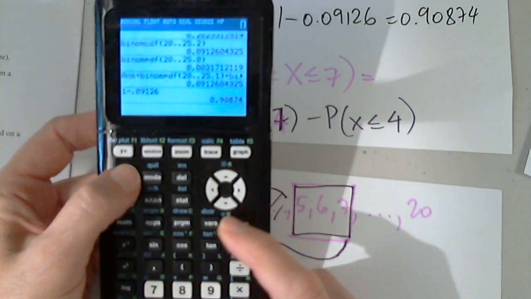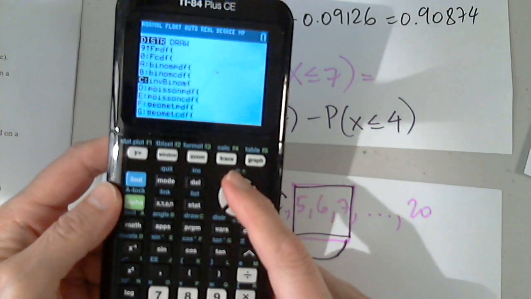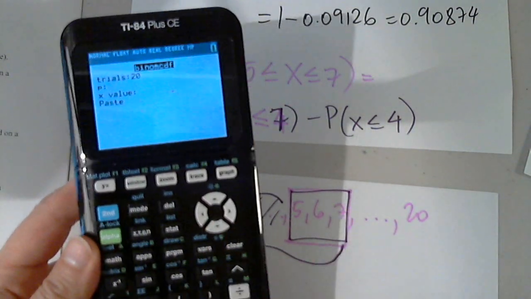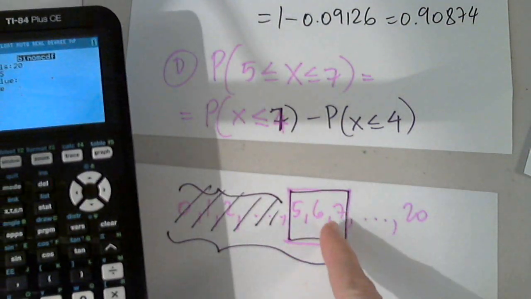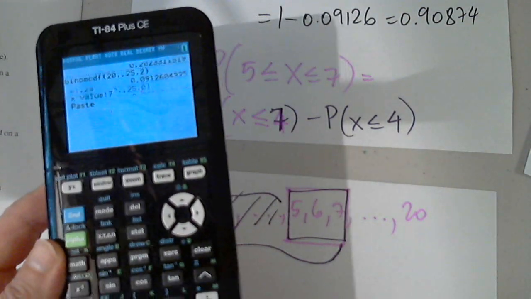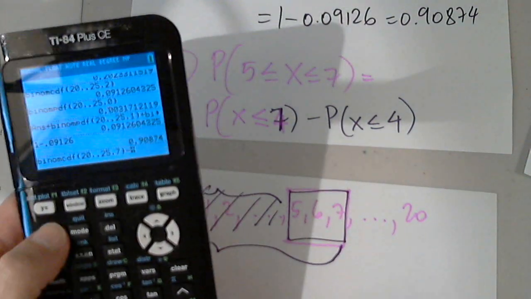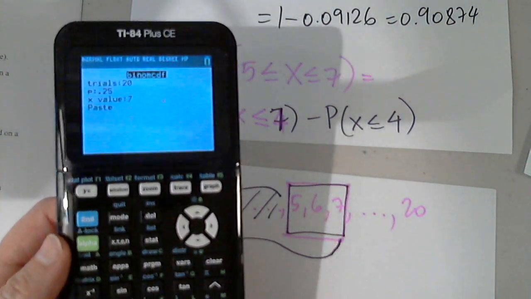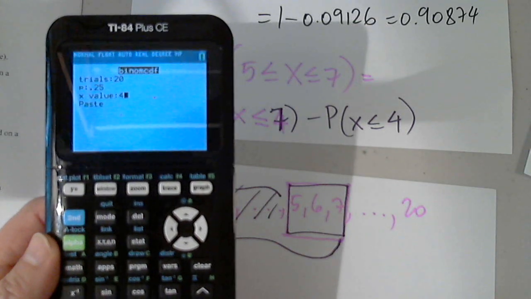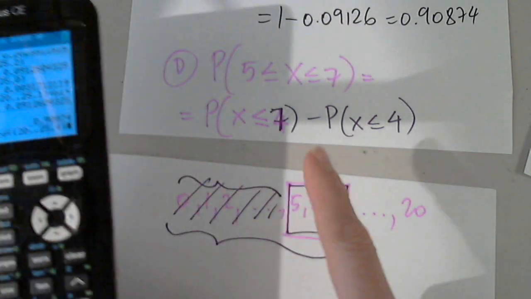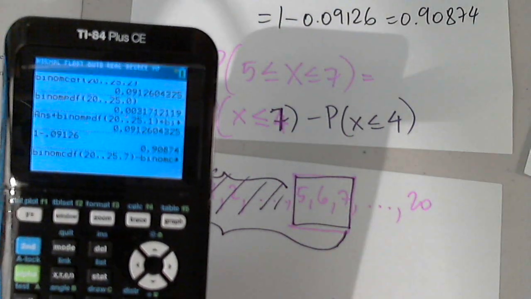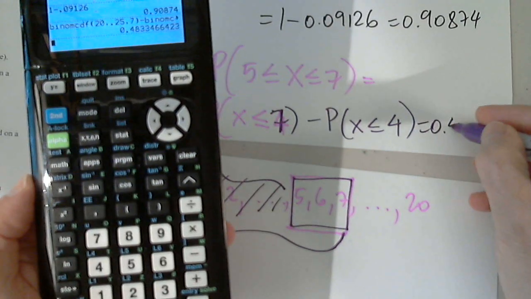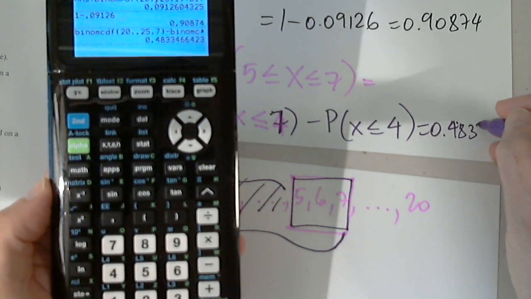Ready? Second distributions, go back to probability CDF. Press enter. Number of trials 20. Probability still 0.25 for a success. X value now is 7. And yes, I want to paste. And then subtract. Second and distributions. Go back to the probability of CDF. And yes, but that's 4 now. And paste. So I have this probability minus this probability, and I press enter. And I get 0.4833.